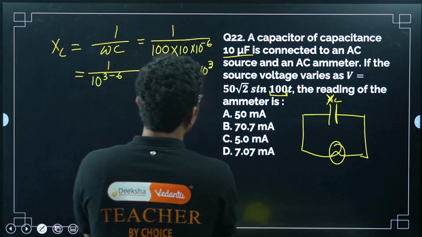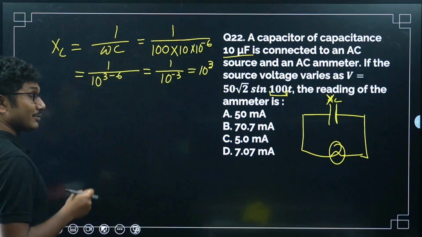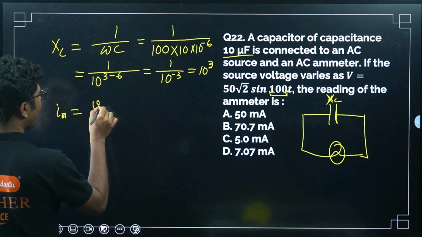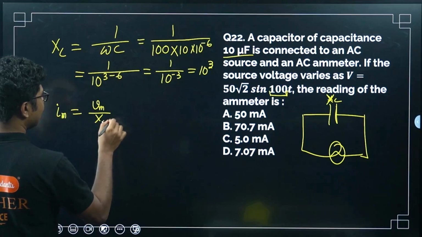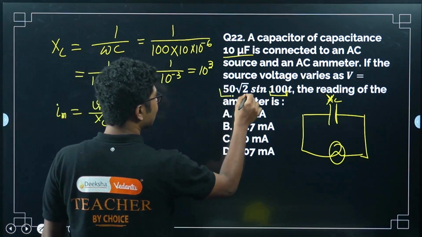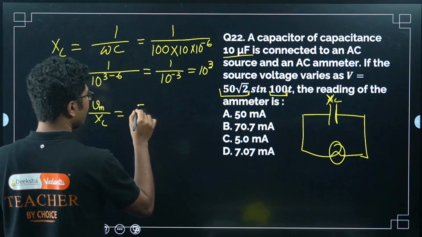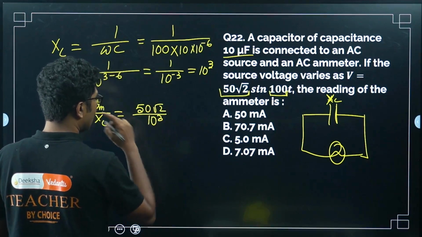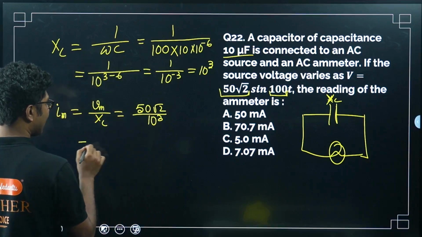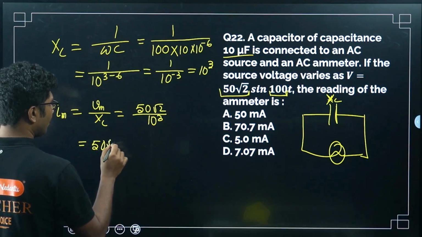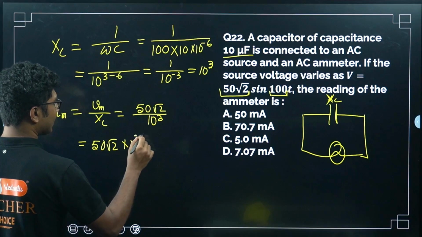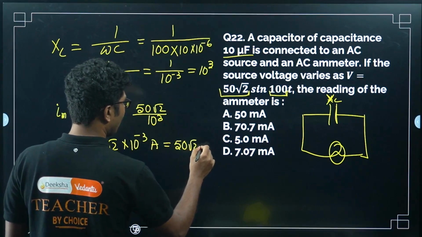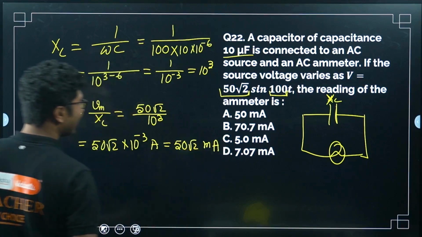Now what is the current? First we have to find the maximum current, IM. IM is VM divided by XC. So VM is this, right? 50 root 2. 50 root 2 divided by 10 to the power of 3. So we can write this as 50 root 2 into 10 to the power of minus 3 ampere, or 50 root 2 milliampere. This is the peak current, right?